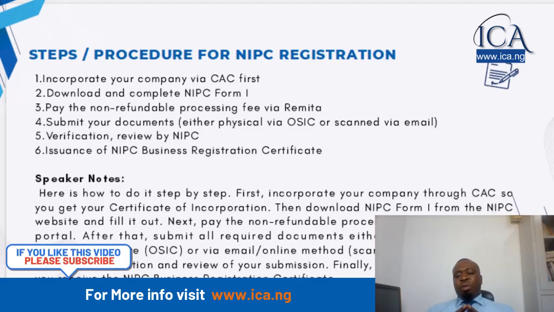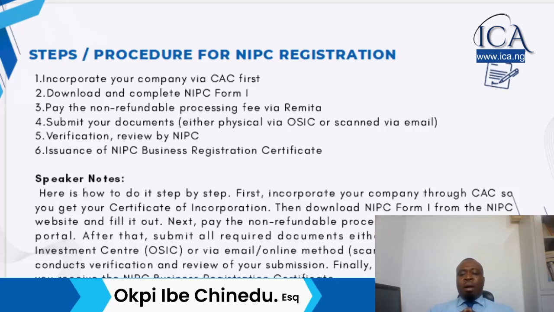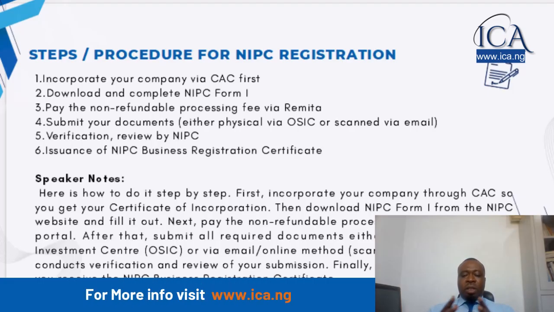Then you have to download the NIPC Form 1 from the NIPC website and fill it out correctly. Next, you now have to pay the non-refundable processing fee via the Remita portal. After that, you submit all required documents either at the NIPC One-Stop Investment Center, OSIC, or via email or an online method, which has to be scanned.